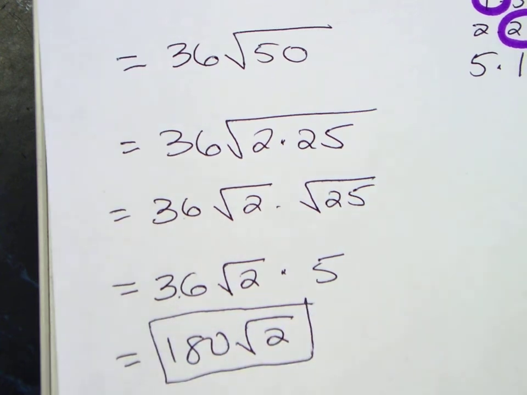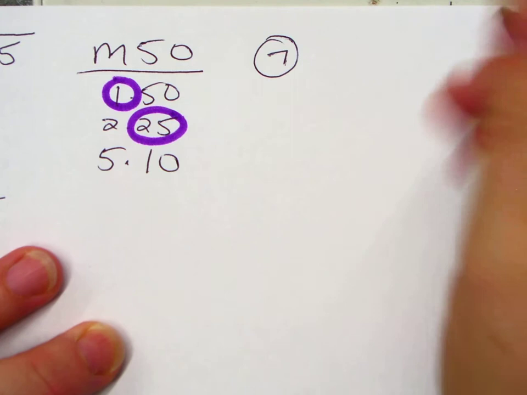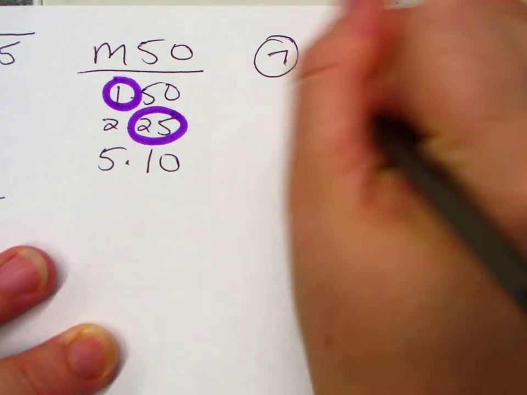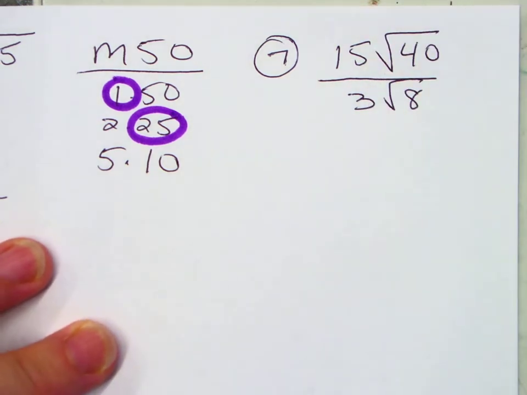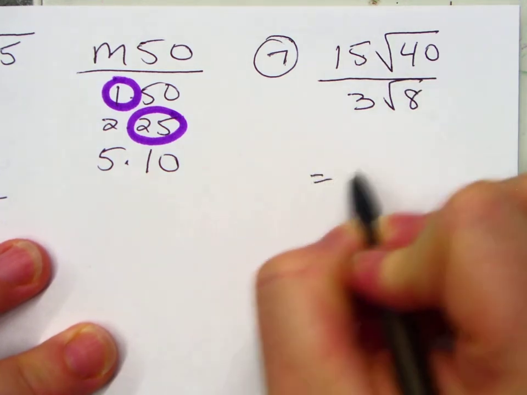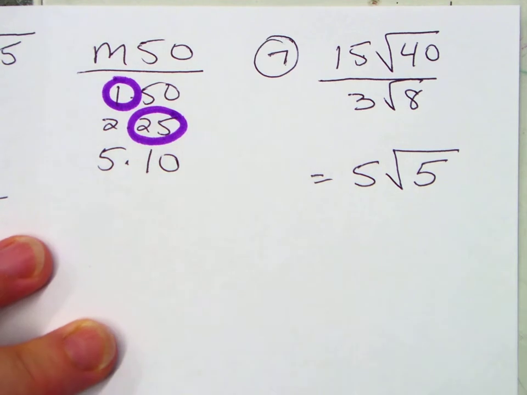All right, number 7. I'm going to squeeze it in over here. Now let's move into division. 15 radical 40 over 3 radical 8. The rules are exactly the same. You're just dividing. Divide your outsides. 15 divided by 3 is 5. Divide your insides, 5. Can we simplify that?